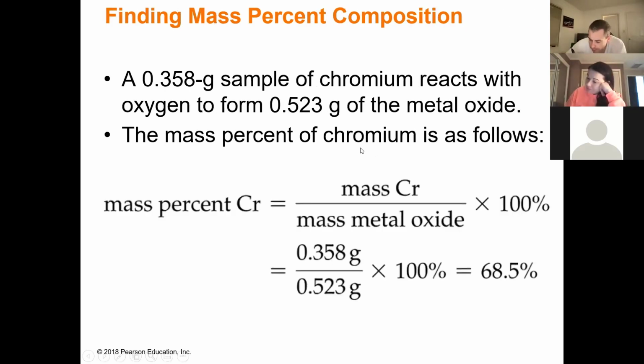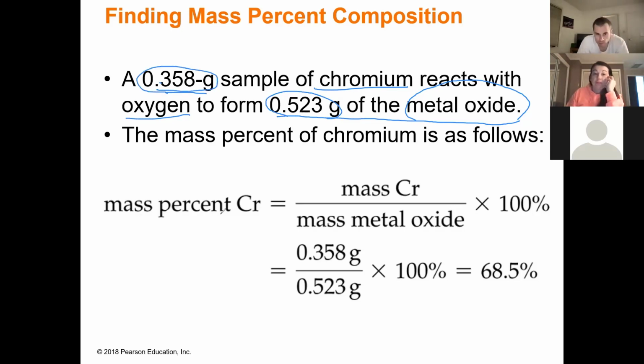So let's look at a problem here. I have a 0.358 gram sample of chromium that reacts with oxygen to produce 0.523 grams of a metal oxide. When they say metal oxide, they're just saying it's the chromium mixed with the oxygen. And chromium has a varying charge, so we're not even getting into the charge. This is the total. This is the amount that's coming from the chromium.